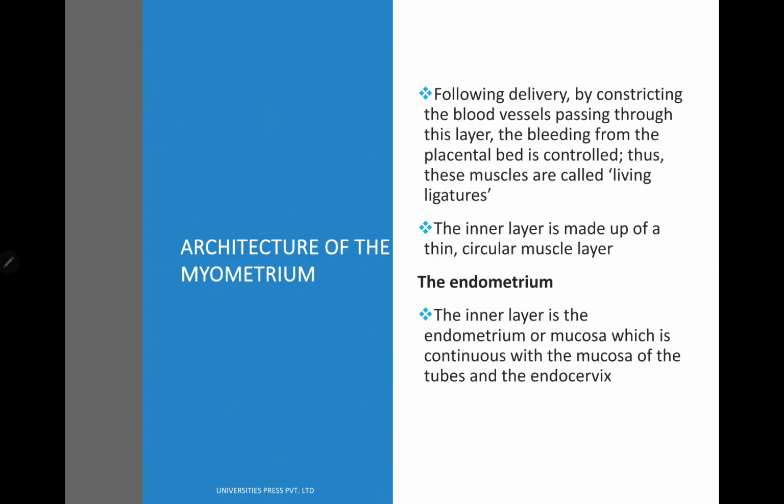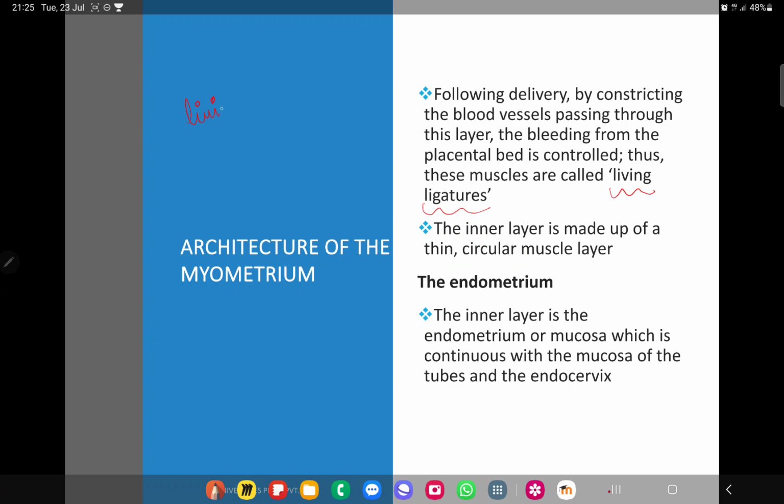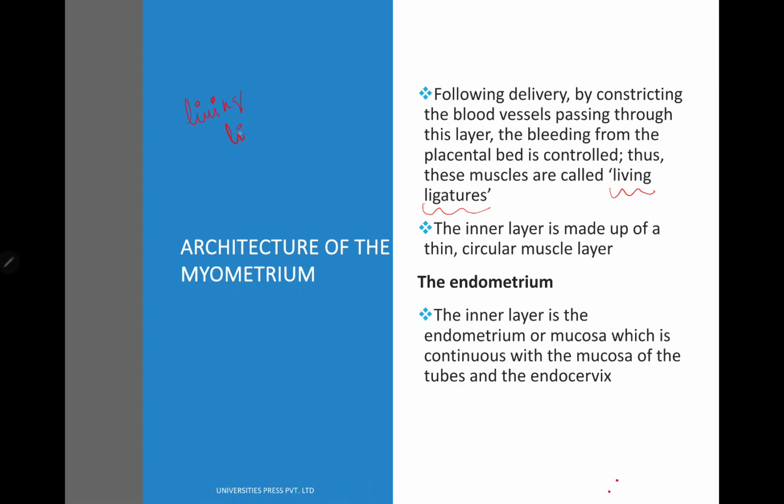So following delivery, by constricting the blood vessels passing through this layer, the bleeding from the placental bed is controlled. Thus, these muscles are also called the living ligatures. This can be a question: what are the living ligatures in our body?